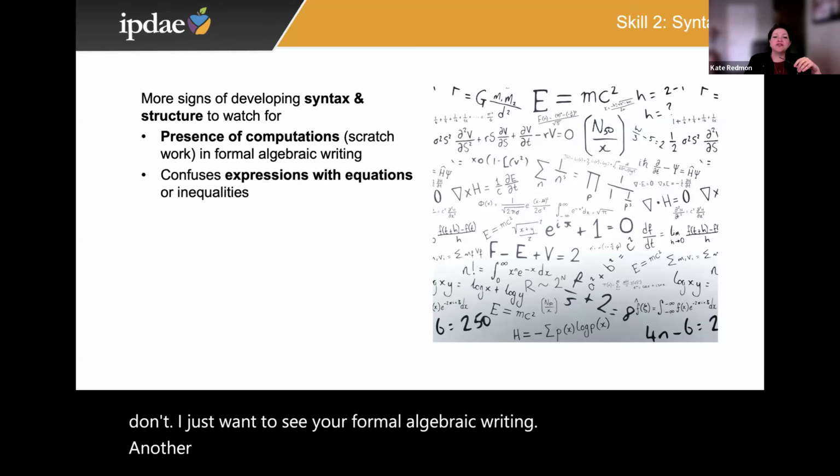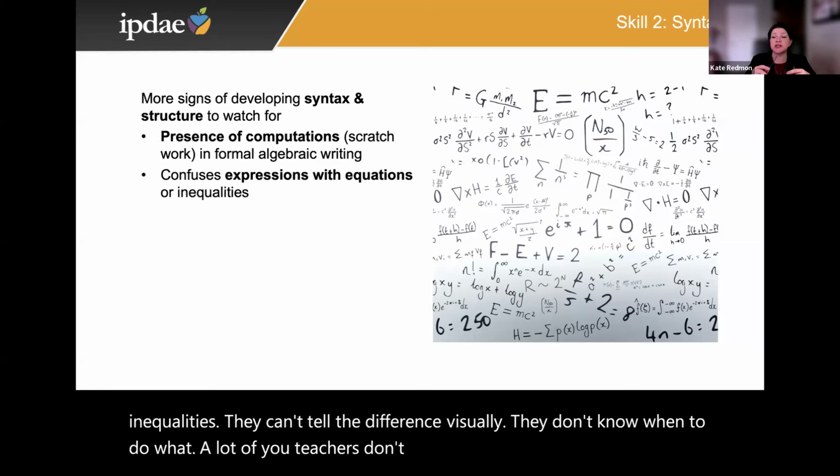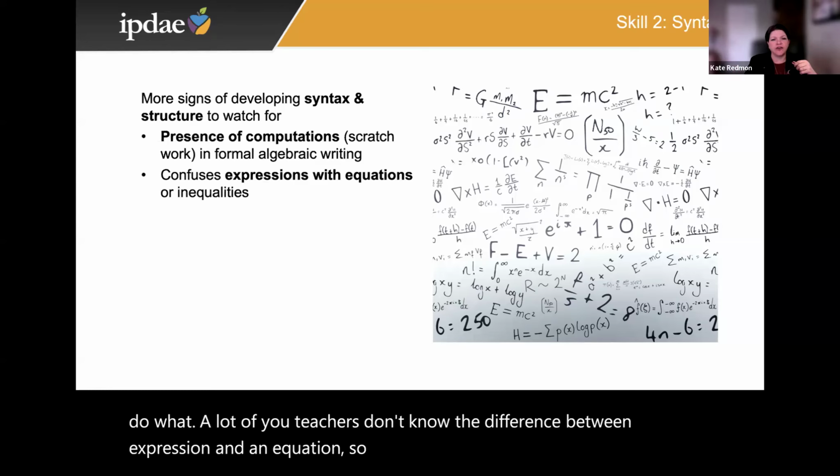Another big one is that they confuse expressions with equations or inequalities. They can't tell the difference visually. They don't know when to do what. A lot of you teachers don't know the difference between an expression and an equation. So we will look at that later if I get to it.